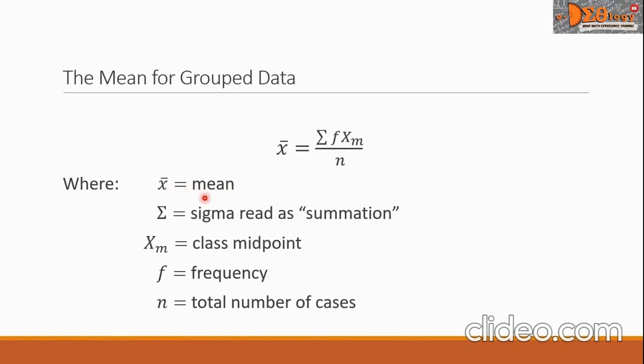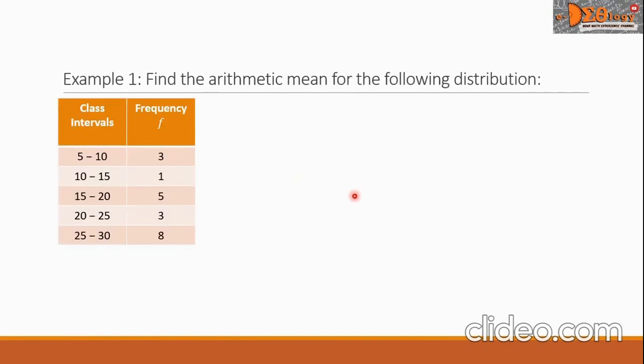where x bar is the mean. The sigma symbol is read as summation. X sub m is the class midpoint. F is the frequency, and the n is the total number of cases. So this formula will be read as x bar equals summation of f times x sub m all over n. Let us see examples how this formula is used. Let's have example 1.